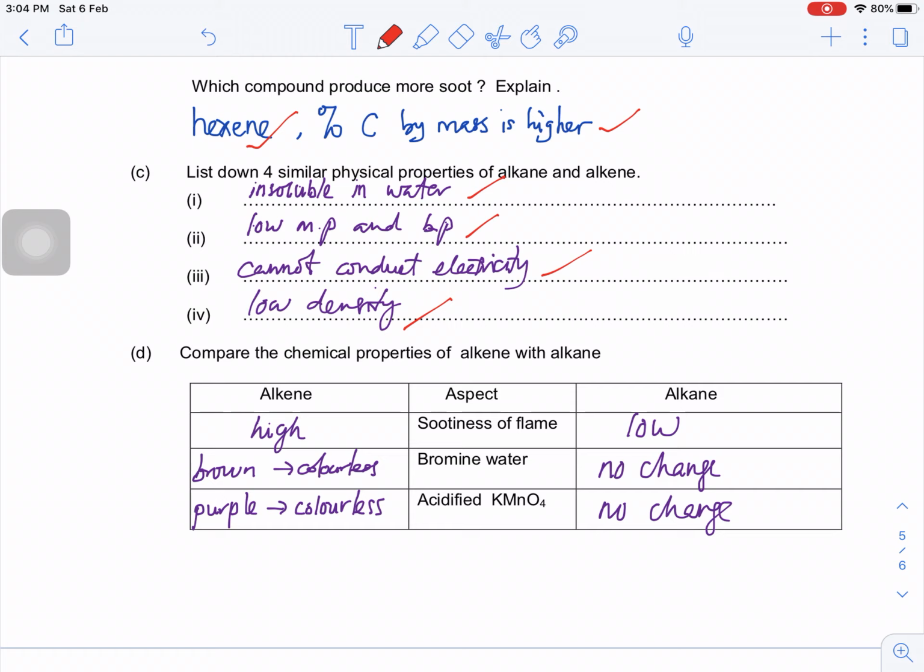Okay, compare the chemical properties of alkane and alkene. Okay, compare. Sootiness, this one alkene high, alkane low. Bromine water, kalau alkene change brown to colourless. Kalau alkane no change. Kalau acidified potassium manganate 7 solution, alkene will change purple to colourless. And alkane no change.